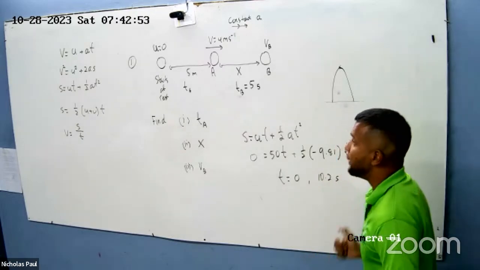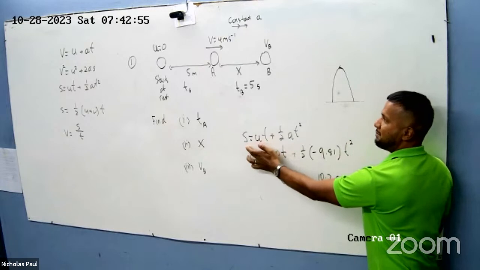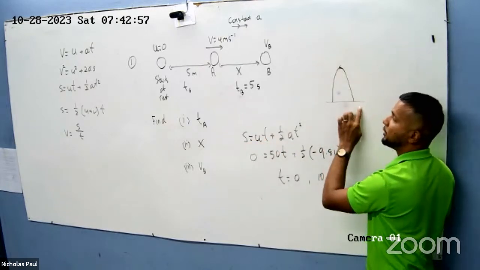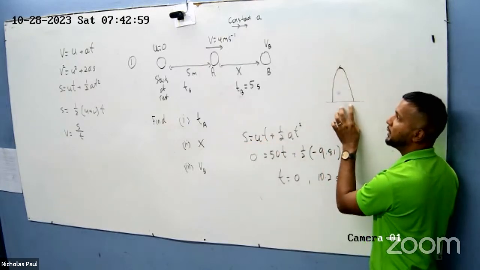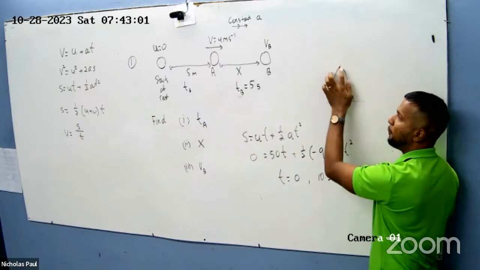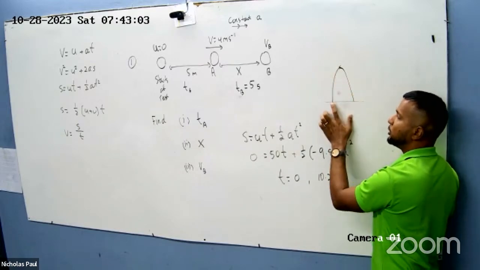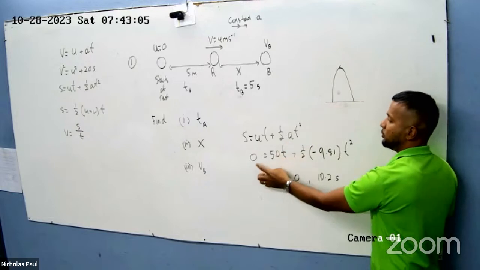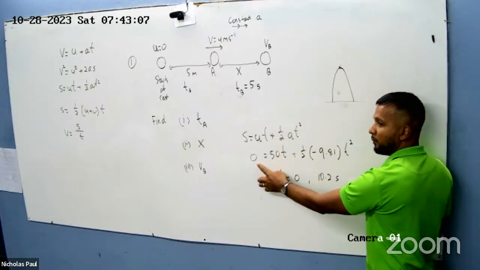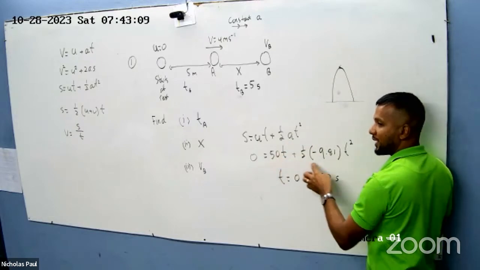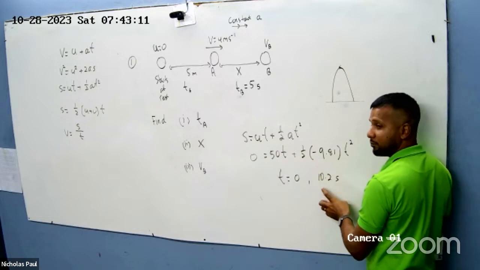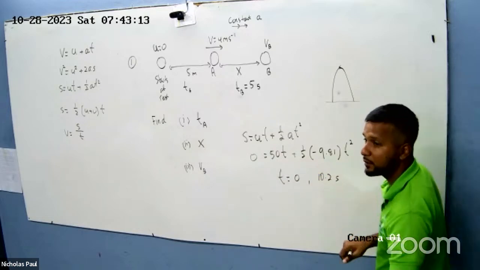So the mistake that we made here was s is the displacement, not the total distance traveled. They want the time taken to go up and come back down. So your total displacement when you reach here will be 0. And when you solve this in the calculator, you will get 10.2.